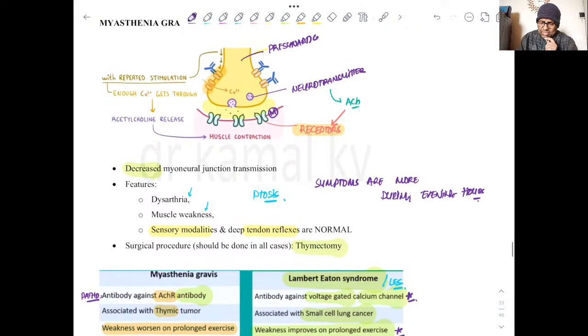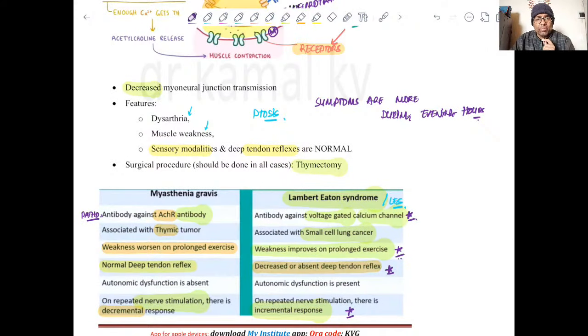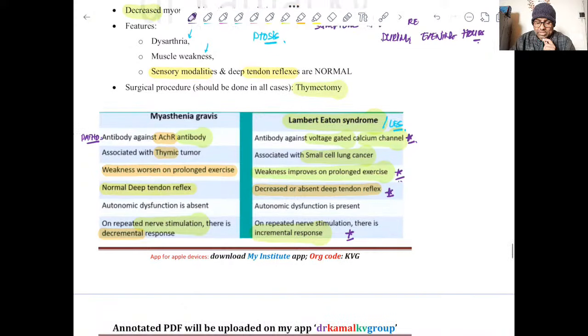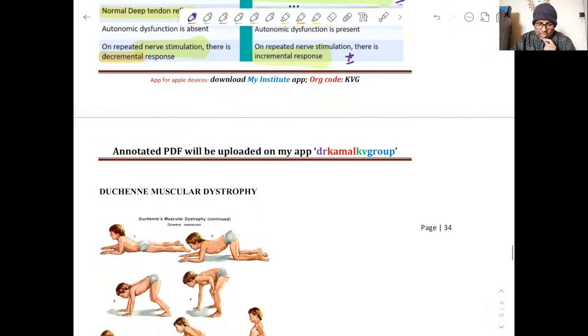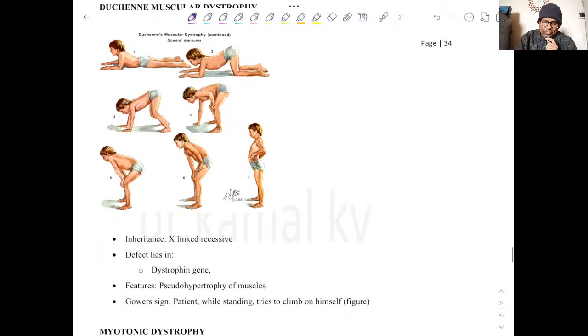So myasthenia gravis, and therefore you might have seen many number of times we have a question from myasthenia gravis or Lambert-Eaton syndrome. Then Duchenne muscular dystrophy, I think most of you must be well versed with the fact that usual presentation is a male boy, so it is XLR. The problem is in dystrophin gene.